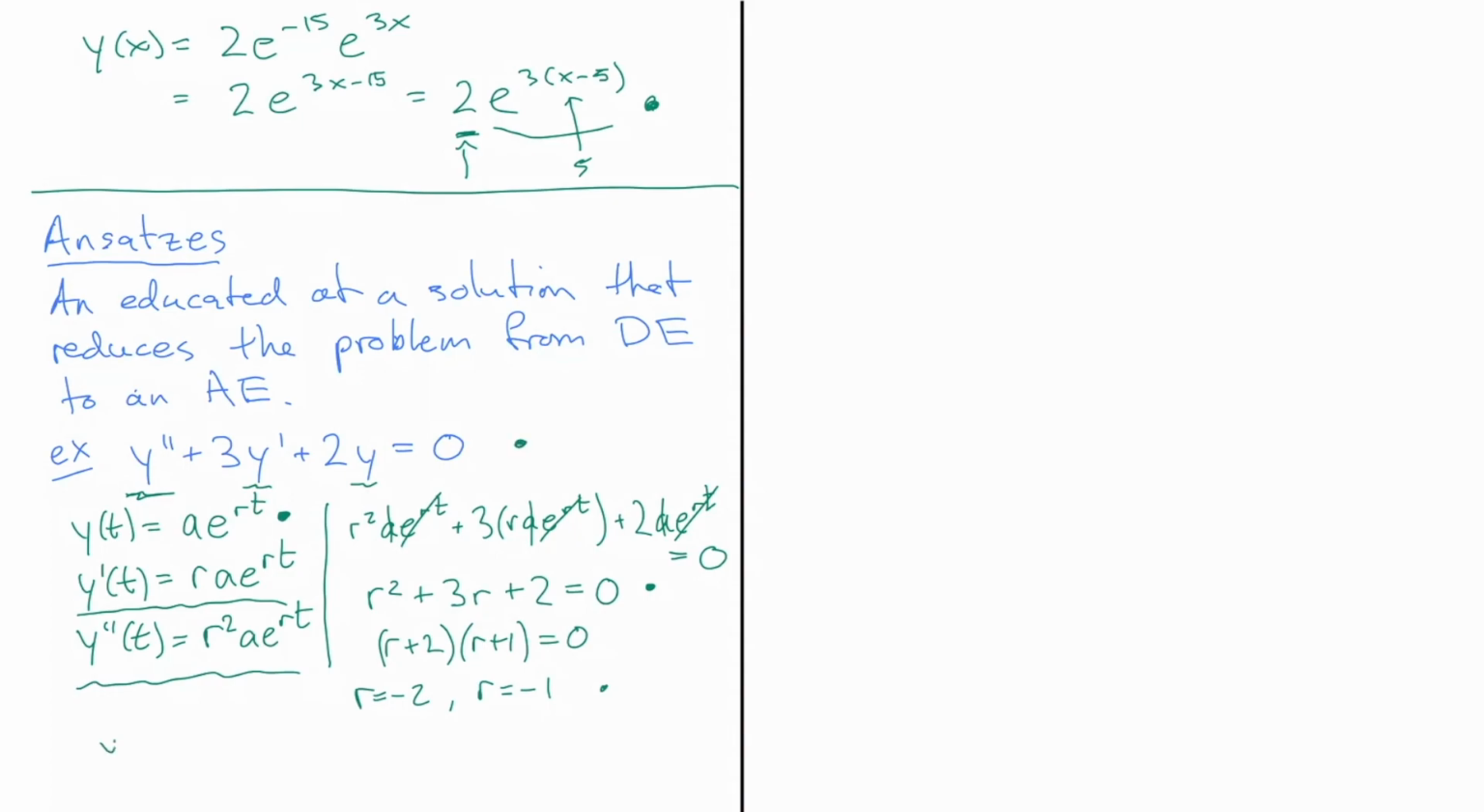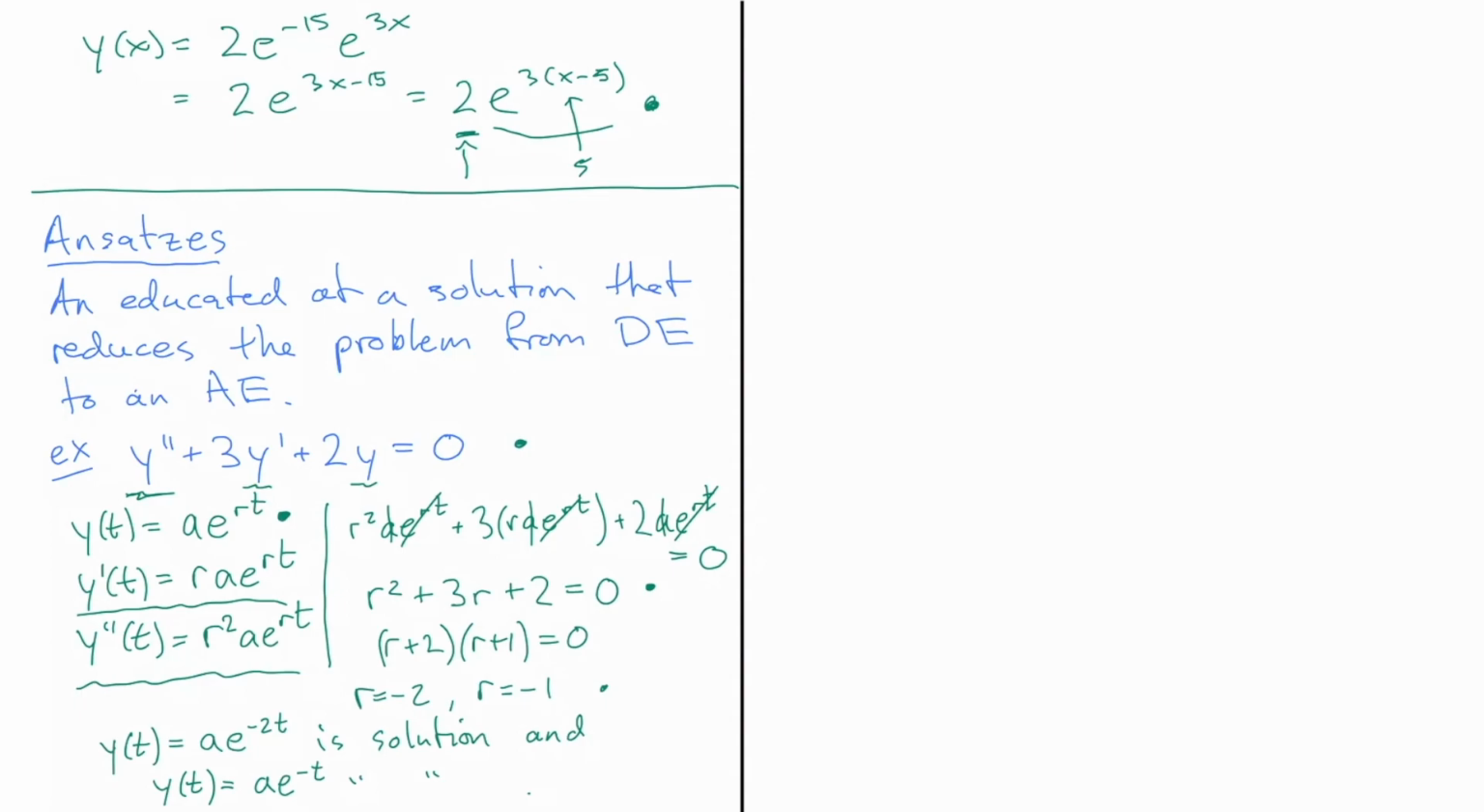So we now have that y of t equal any constant a, e to the minus 2t is a solution. And y of t equal any constant a times e to the minus t is also a solution. Both of those two.